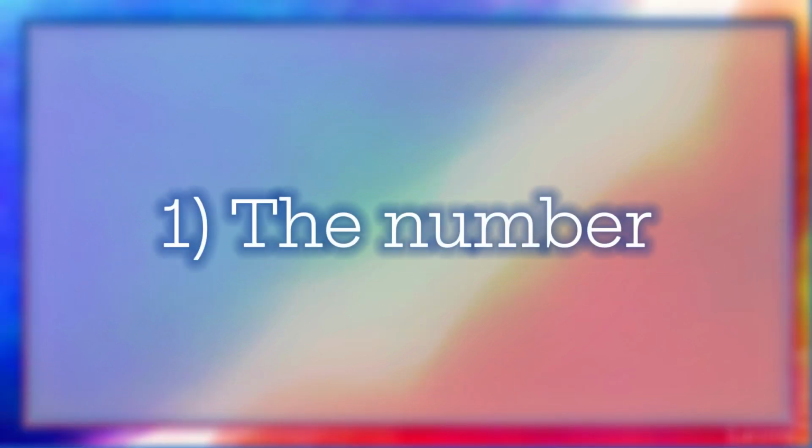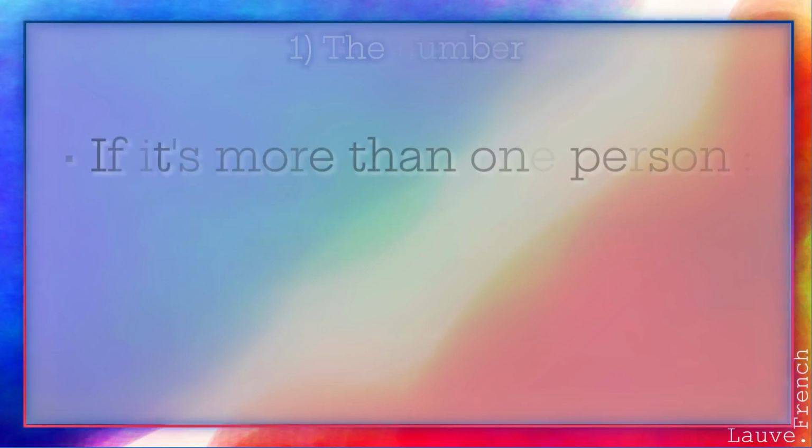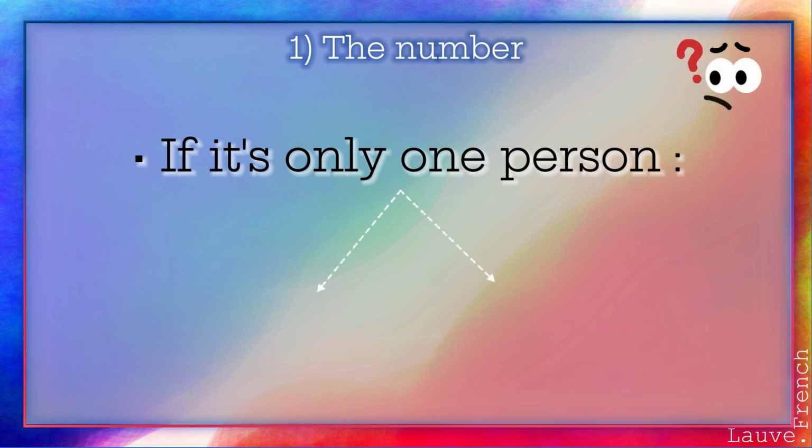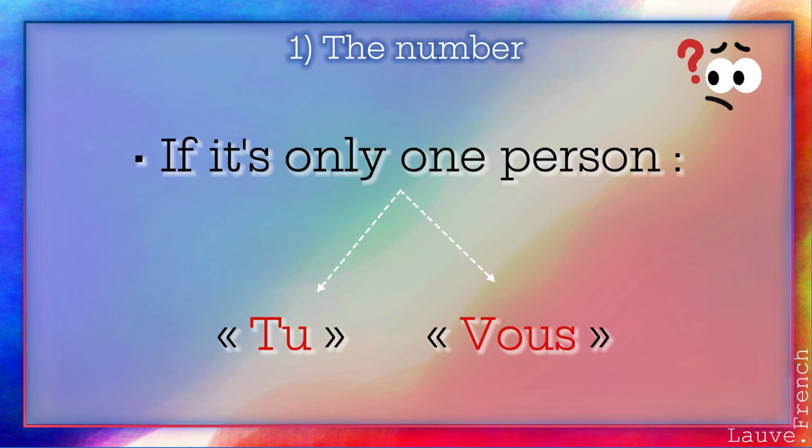So let's start with the beginning. First, the number of people with whom you talk to. If it's more than one person, it's easy. It will be vous. But for one person, it's more complicated. Let's see. For one person, you will have the choice between tu and vous. We will see after how to choose between the two.